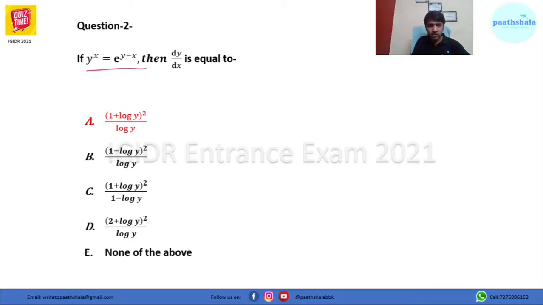In order to solve this question, we have to take log on both the sides. When we take log, x will come ahead and it will become x into log y, and this will come out to be y minus x into log e to the base e. This value will become 1. Now let's differentiate with respect to x. So this is x into differentiation of log y, which is 1 upon y into y dash.